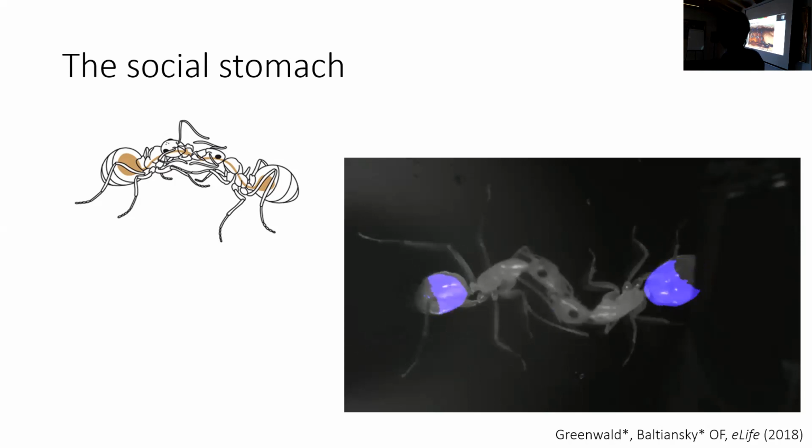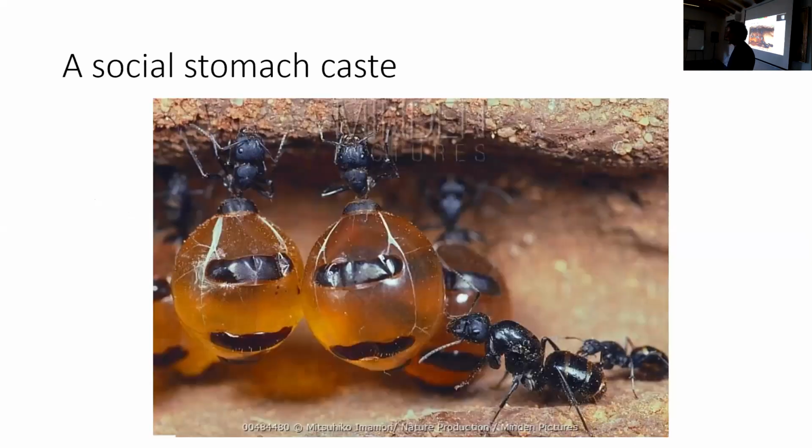And then there's even a social stomach caste, not in all ants, but these are called the honeypot ants from southern United States. There's really a caste that's just sitting there, a social stomach or an ant refrigerator, if you may. And they just keep the food. They grow to be cherry sized even. And I didn't taste them, but I wish I will one day, despite being a vegan.